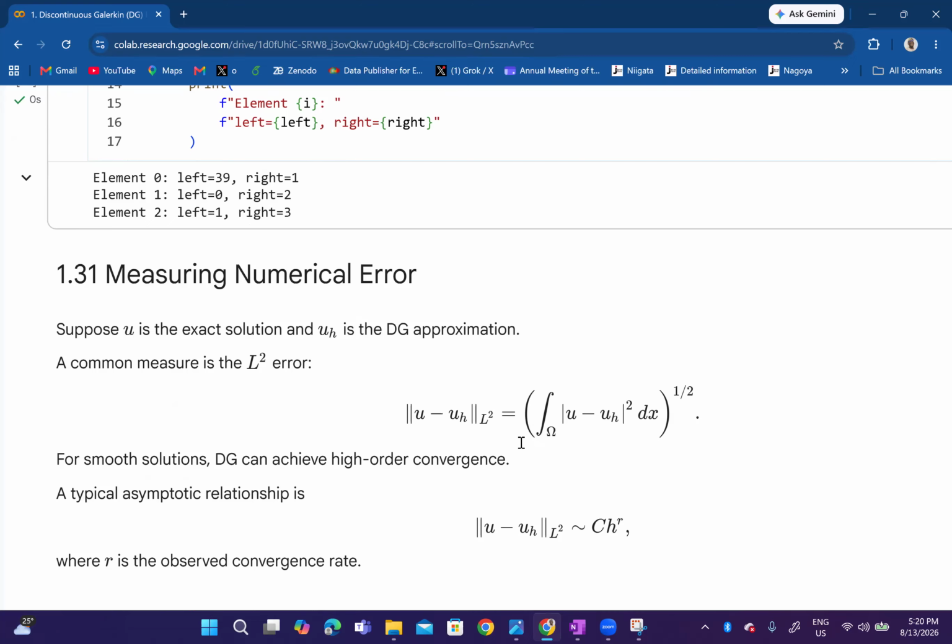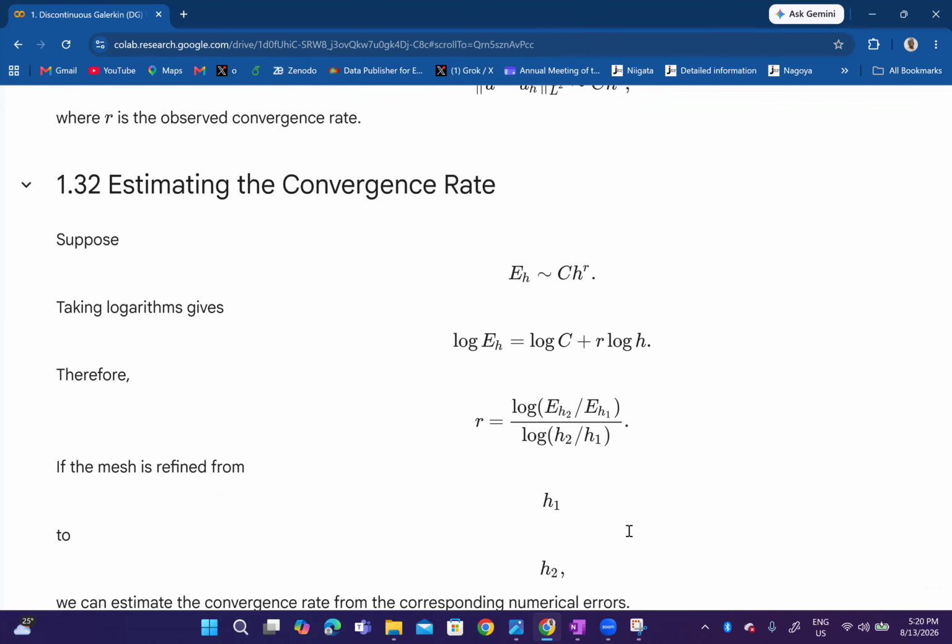So for smooth solutions, DG can achieve high order convergence. A typical asymptotic relationship is the norm of u minus u_h in L squared approaching C h^r, where r is the observed convergence rate. So that's us measuring error right there. Then estimating the convergence rate.